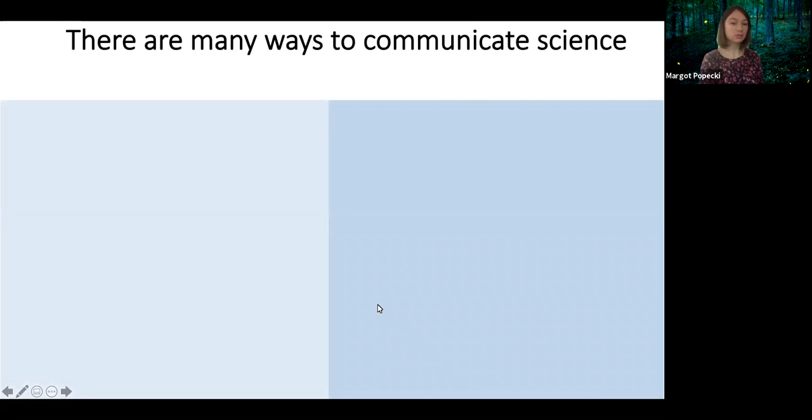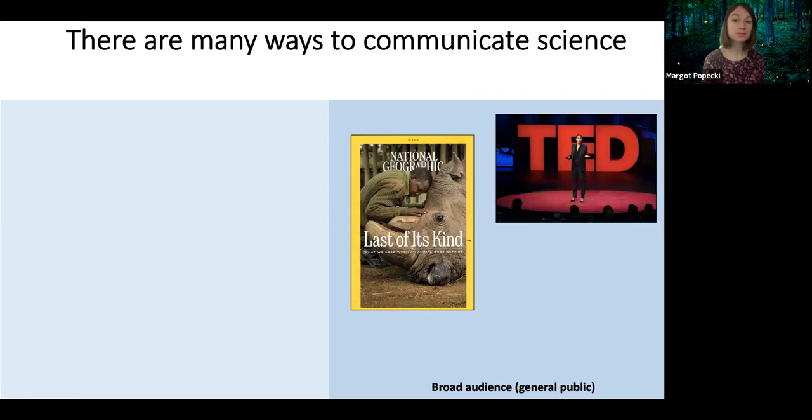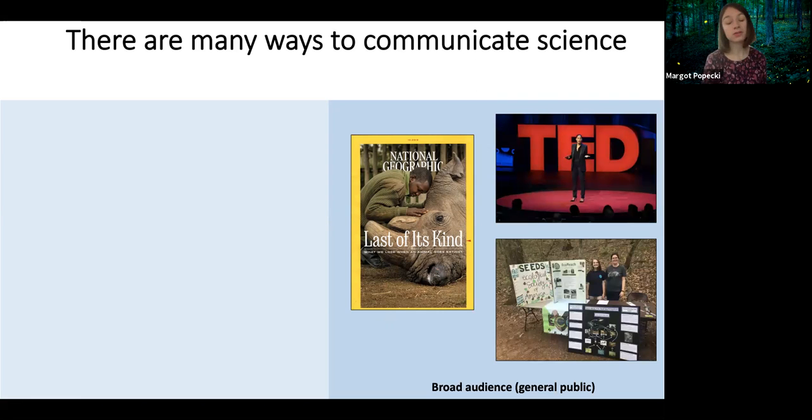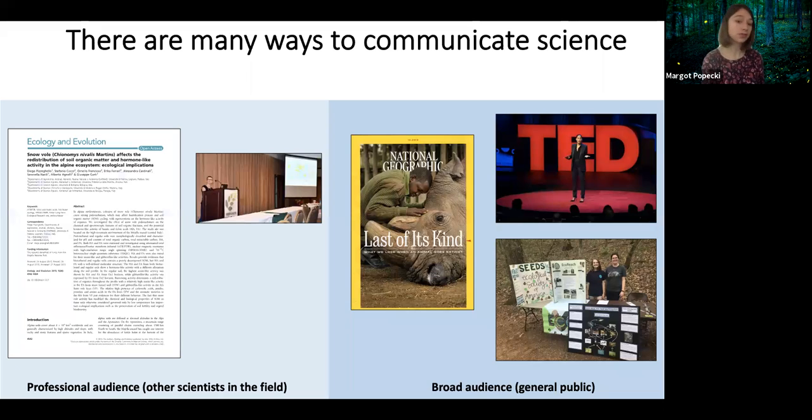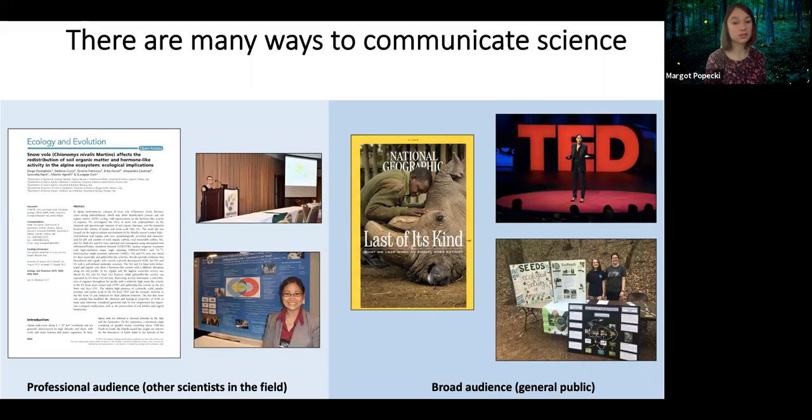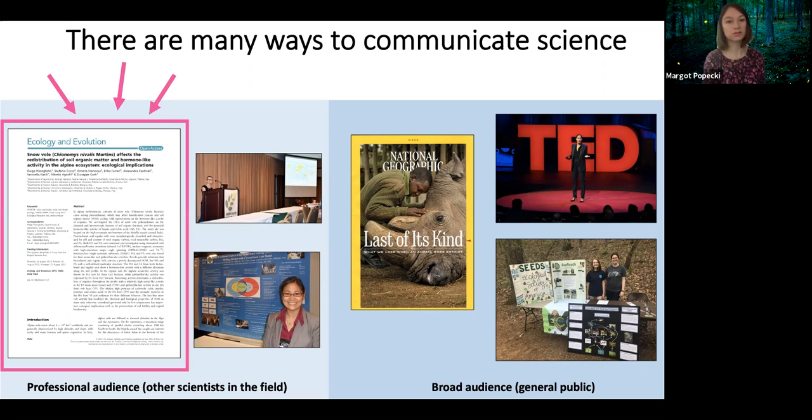So there are many ways to communicate scientific research. The most important thing is to know your audience. If you're communicating science to a broad audience, which means the general public, that may look like a scientific magazine article, a TED Talk, or an outreach activity. If you communicate science to a professional audience, which means other scientists in the field, that may look like a peer-reviewed journal article, a talk at a conference, or a poster presentation at a conference. Today, we're going to focus on the written component of professional communication, the research article.